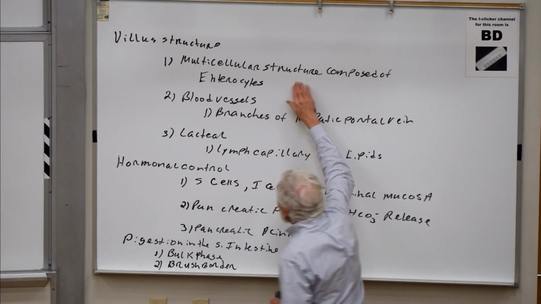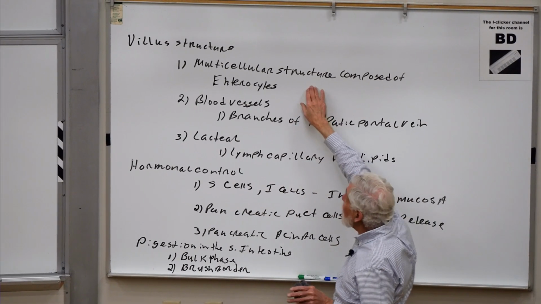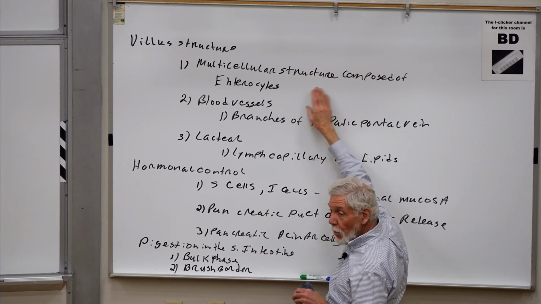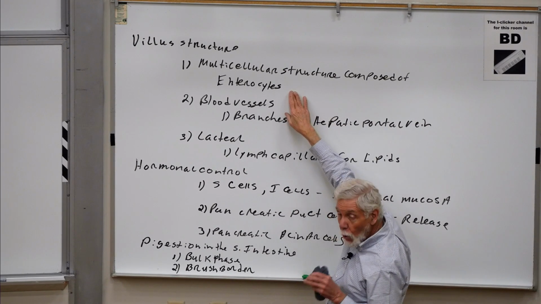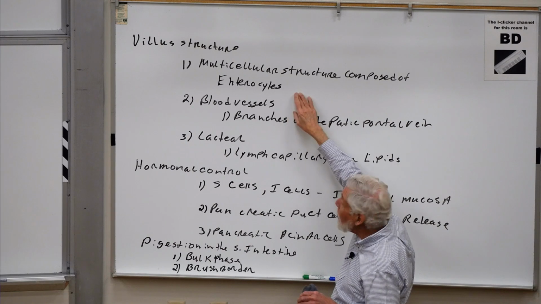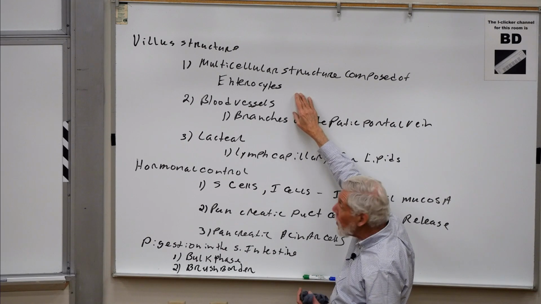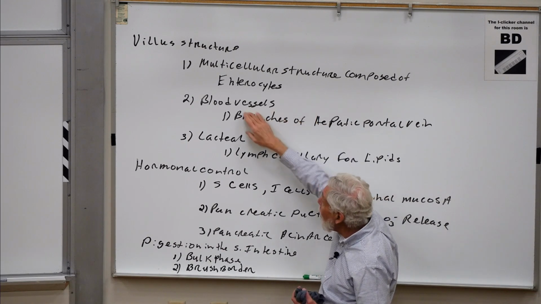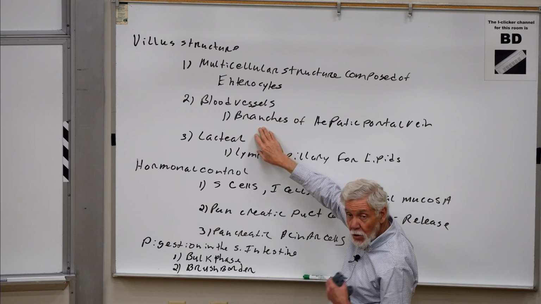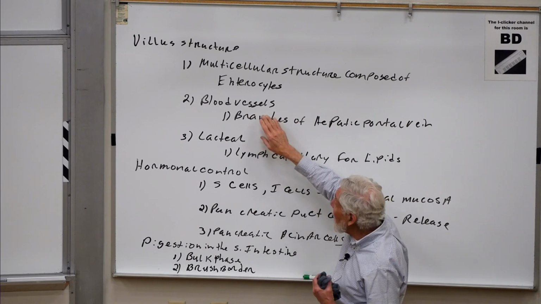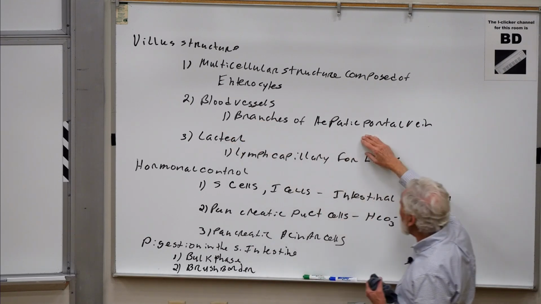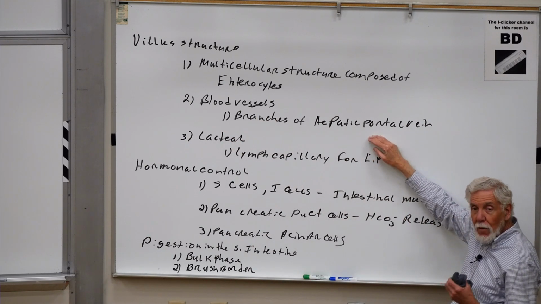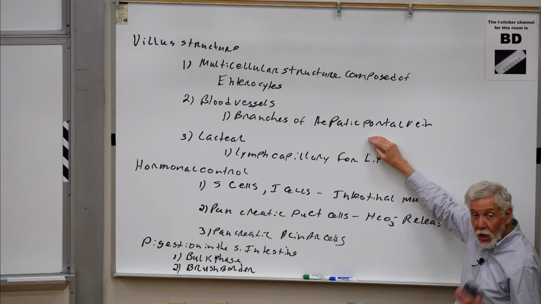So again, hold on to the idea that the villus is a multicellular structure composed of thousands and thousands of enterocytes, and that the enterocytes are oriented in such a way that the apical surfaces are facing the lumen of the tube, but the basolateral surfaces are facing a series of blood vessels. They're basically facing the endothelial cells of blood vessels, which are branches of the hepatic portal vein. So we have a tremendous blood supply flowing through the gut.